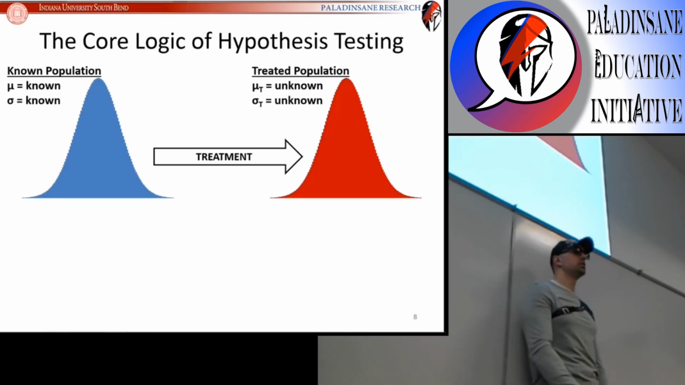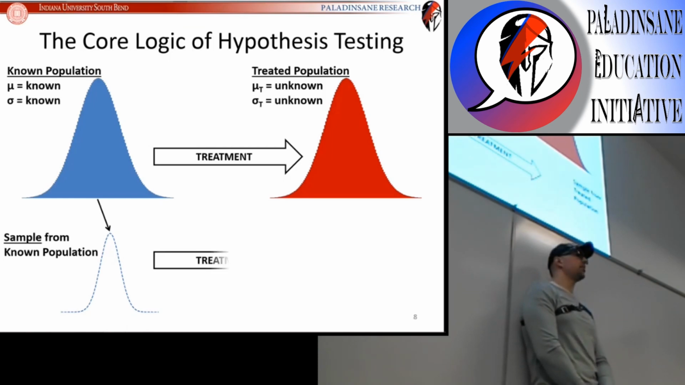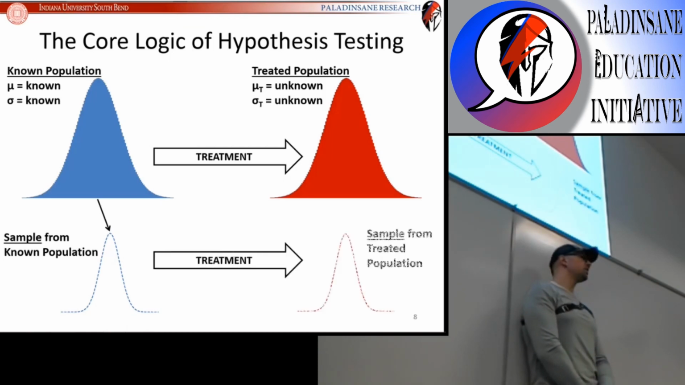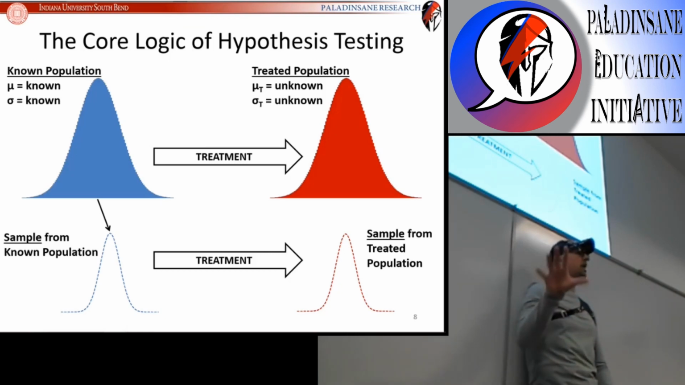That is usually not possible. So what we do is we take a sample from that known population and we treat it, and then we measure that sample after treatment. One of the bizarre things to introduce this idea is that we don't measure the sample before treatment. Don't let that bother you, that's just there for educational purposes. It's not what we would typically do. Usually we would measure a sample before and after treatment, but for now we're just measuring it after treatment.